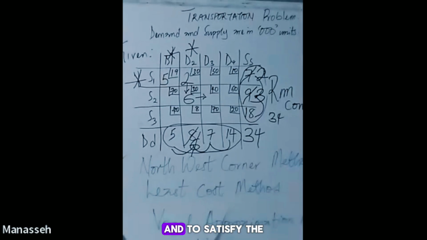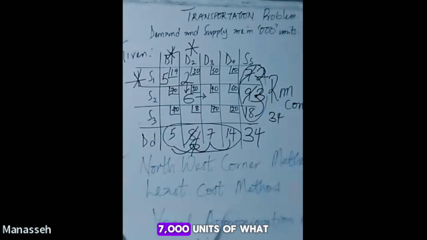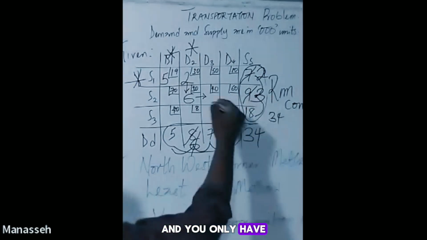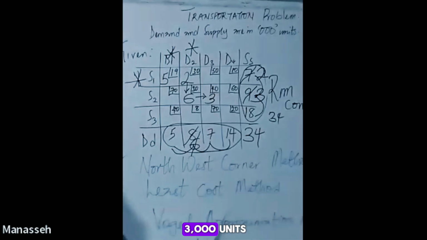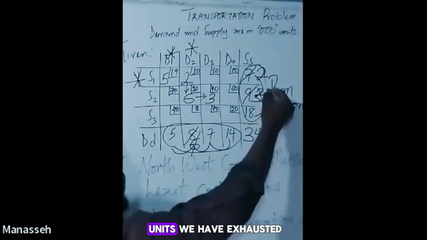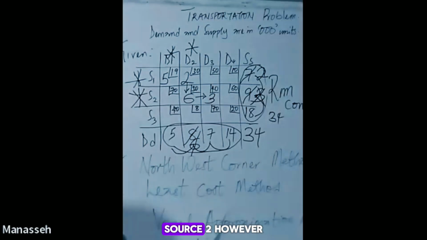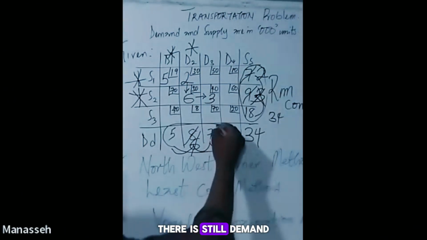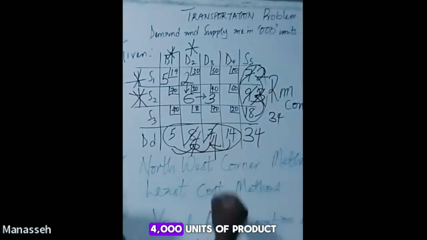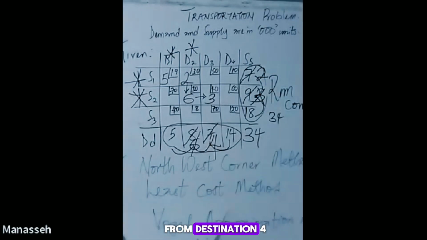And moving to the right means that you have to satisfy the demand for column 3. Column 3 is demanding 7,000 units of that particular product, and you only have 3,000. So you give the 3,000 units that you have because you can't give more than what you have. By giving 3,000 units, we have exhausted the capacity of source 2. However, there is still demand for 4,000 units of product from destination 3.